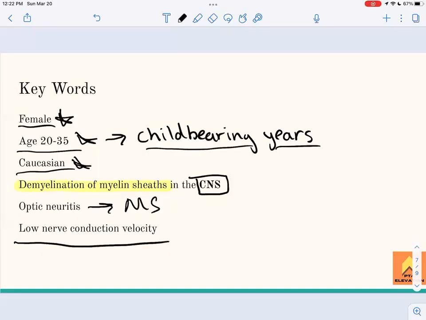As the person progresses with their MS, their nerve conduction velocity goes down, and that means that things are slowing down, and that's because of the demyelination. I spell words wrong all the time, but you guys know what I mean. Anyways, these are the things that you will see with MS.